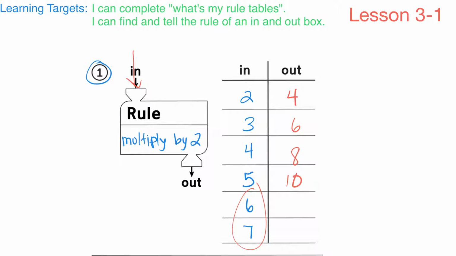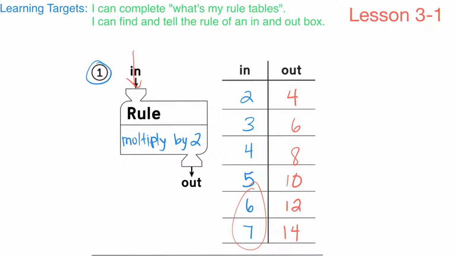So now I'm putting 6 into the in and out box. 6 times 2 is 12. I'm going to do the same thing with 7. Now 7 goes into the rule box. We multiply it by 2, and out comes 14. So when we look at a what's my rule table, this is the whole problem, and I can find and tell the rule of the in and out box. So I gave you the rule for this one. We're going to look at some examples today of how to solve these problems when we don't know the rule.